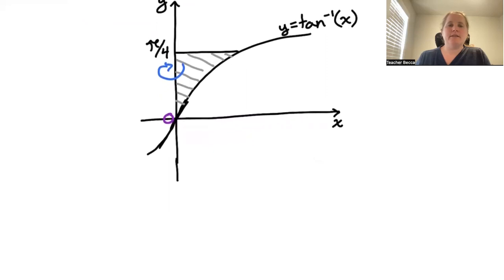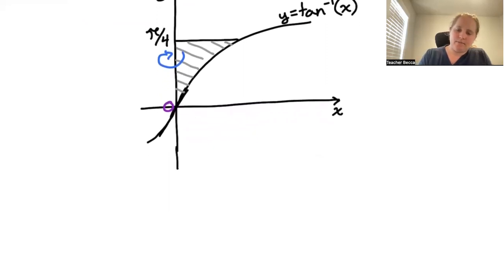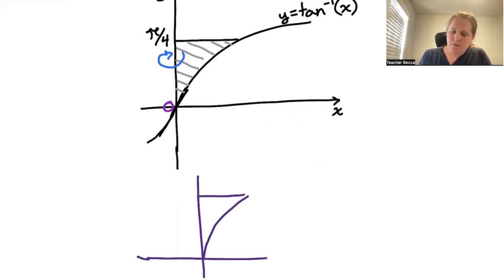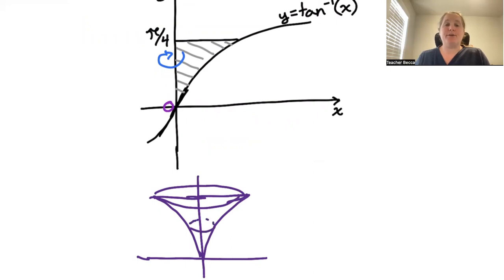So in this case, the region that we are looking at, we will do our gray region on the right and then just rotate it, or do the mirror image on the left. And then we have disks. It kind of winds up looking like a funnel. So our y values were running from 0 to pi over 4.